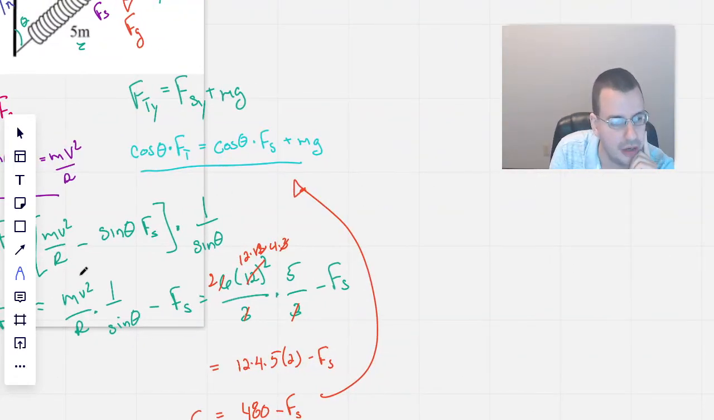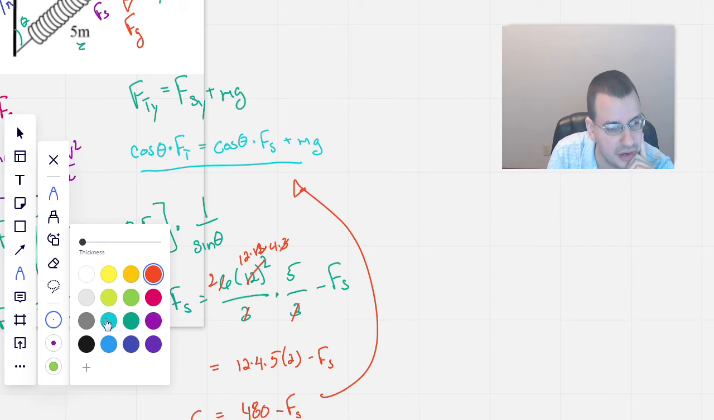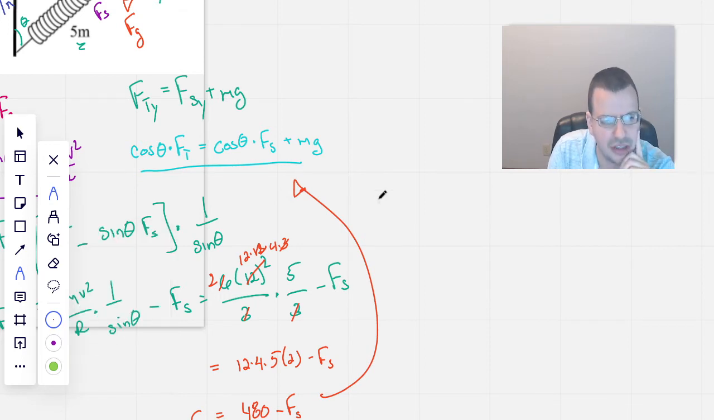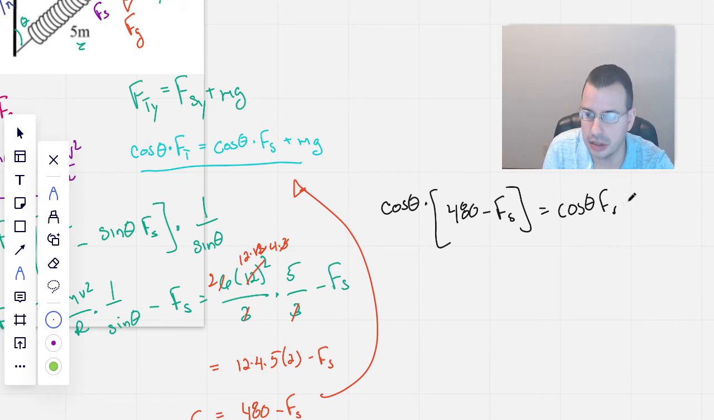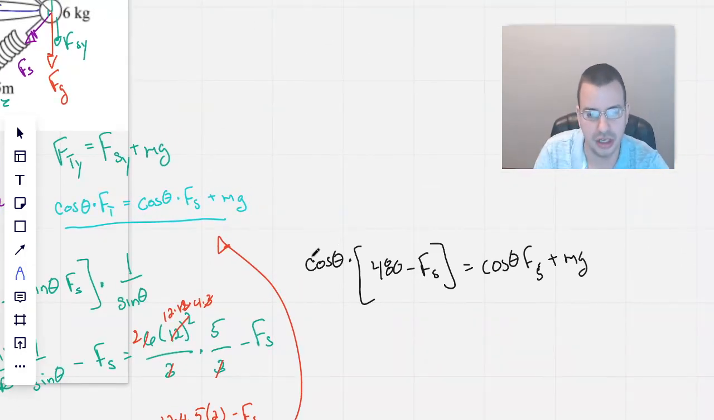So to do that, we're going to have cosine of theta times, now we know what force tension is here, it's 480 minus force spring, equals cosine of theta times force spring plus mass times gravity. All right, so now we have one unknown in one equation. Divide everything by cosine of theta.